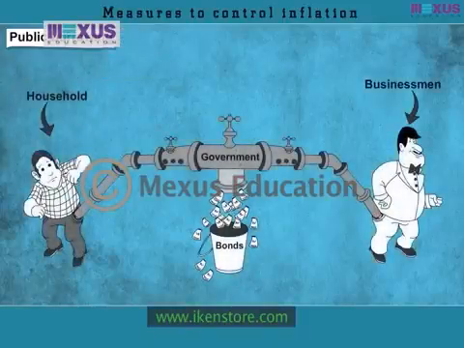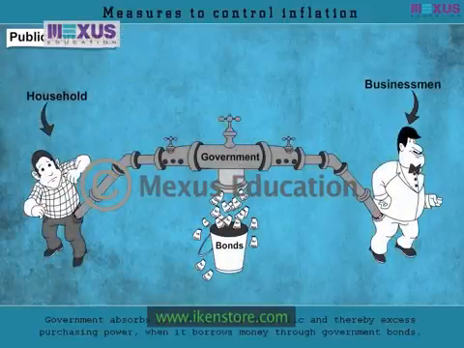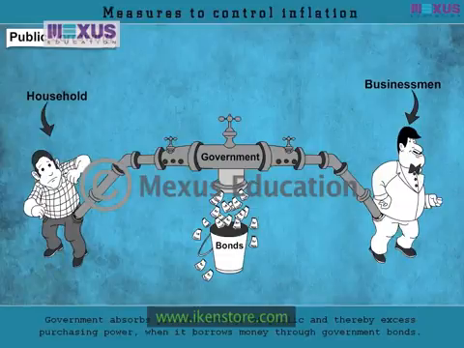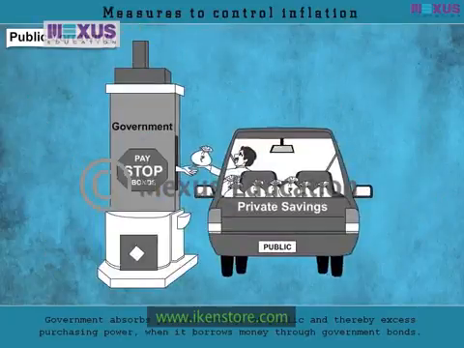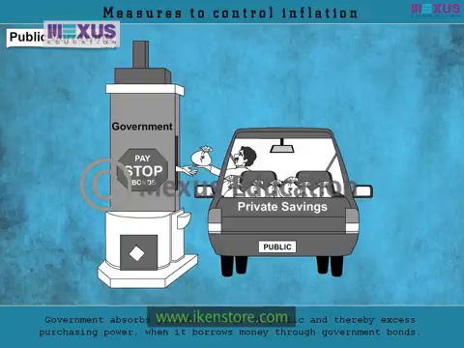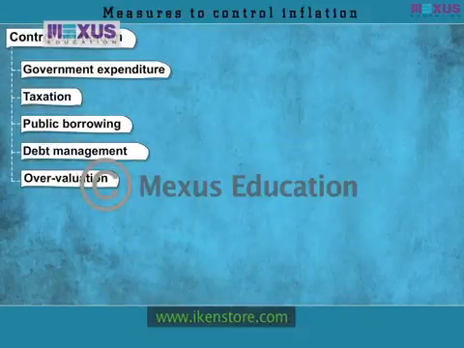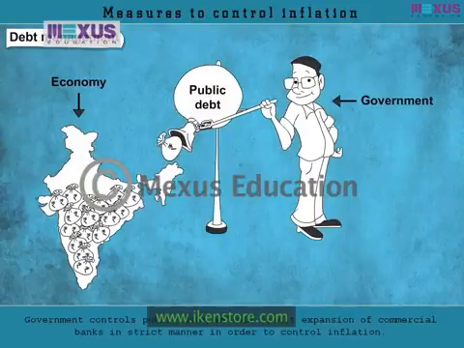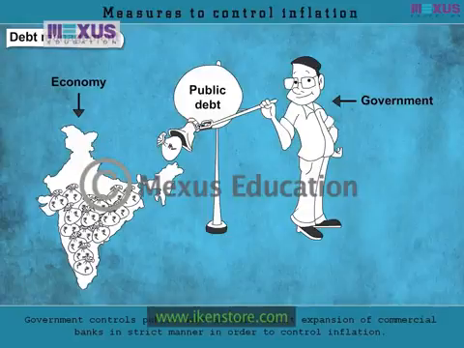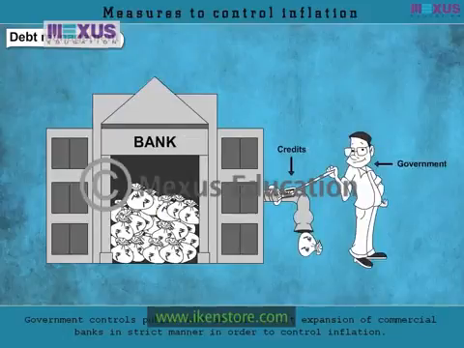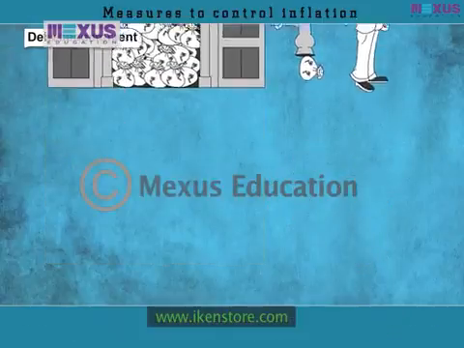Public borrowing. Government borrows money from households and businessmen by way of bonds. The public borrowing absorbs the excess purchasing power from the public by mobilizing private savings. Debt management. Government can control public debt in a strict manner in order to control excess money supply in the economy. Government also controls the credit expansion of commercial banks.